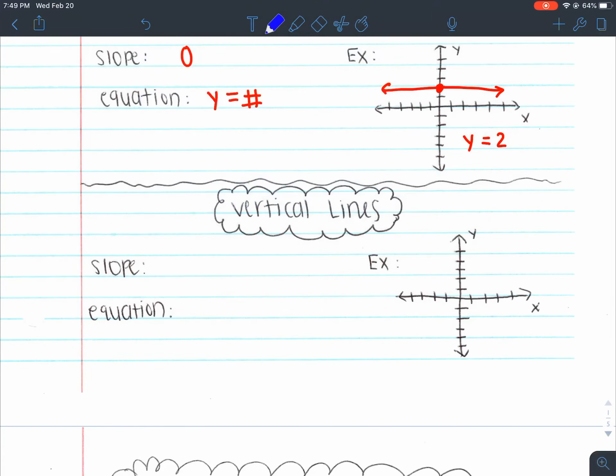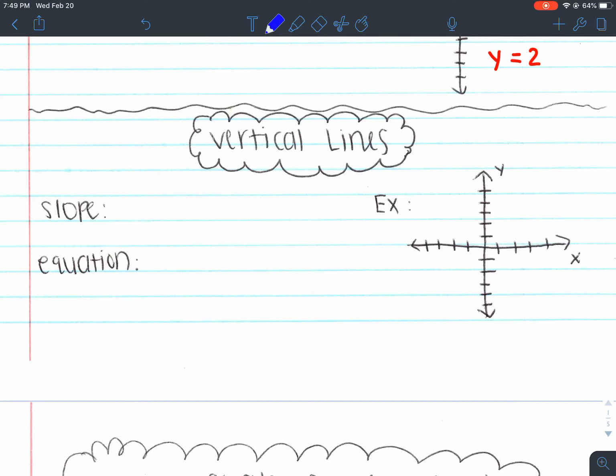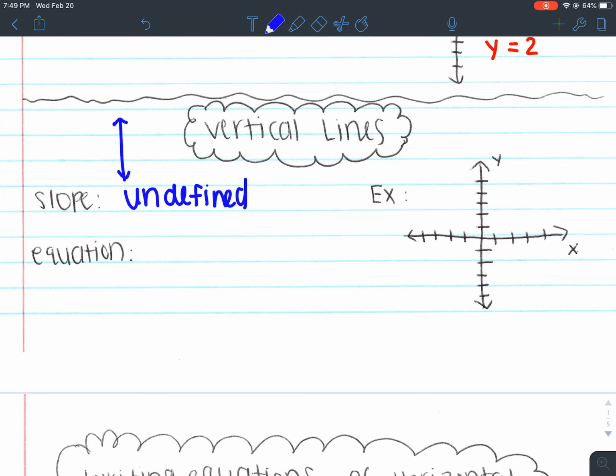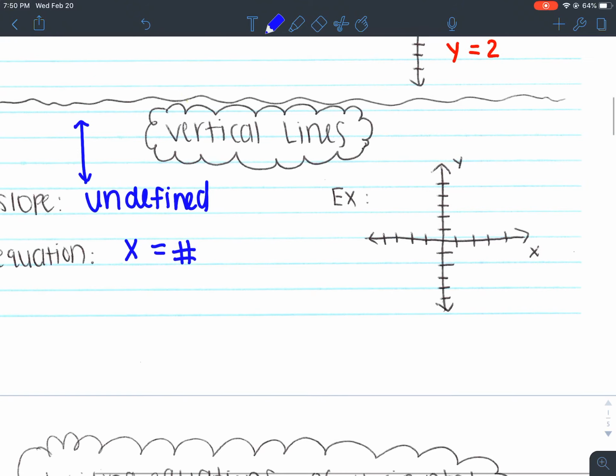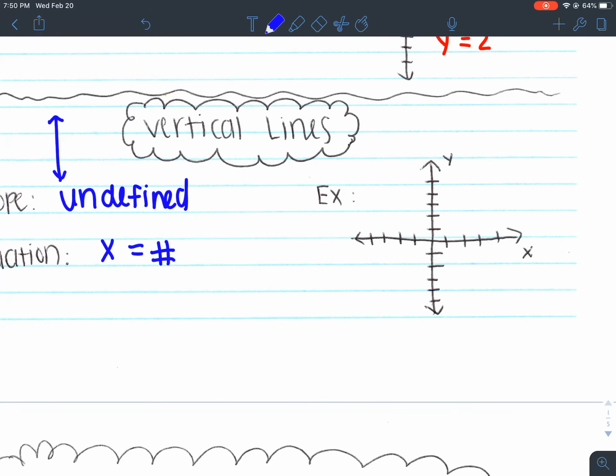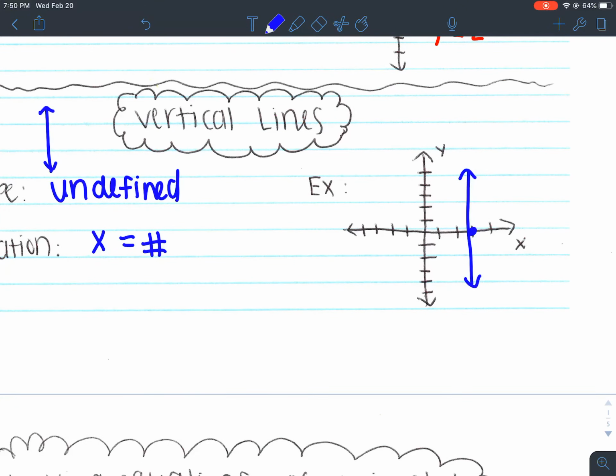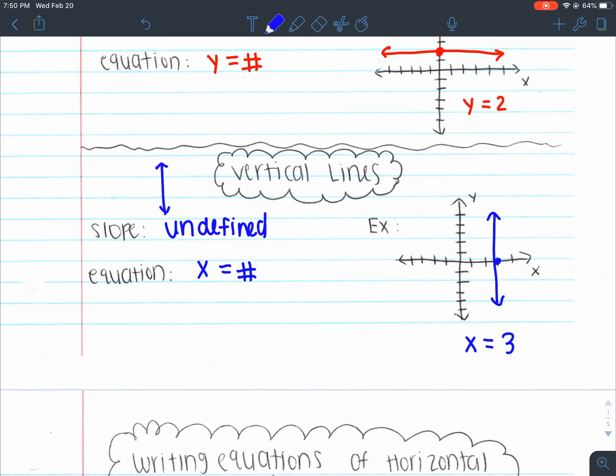Moving on to vertical lines. Our slope of vertical lines are going to be undefined. Okay, they look like this. And our equation is always going to be x equals a number. Okay, so that means it's going to go through my x-axis. So I'm just going to put a point through my x-axis here and then draw a vertical line down it. Okay, it goes through my x-axis, so it's going to have an x equals, and it goes through the point positive 3. So the equation for this one would be x equals 3.